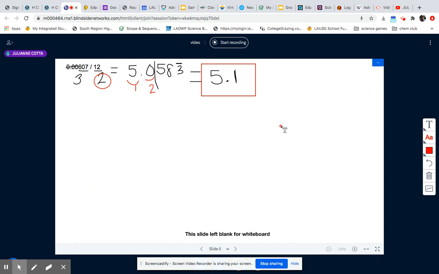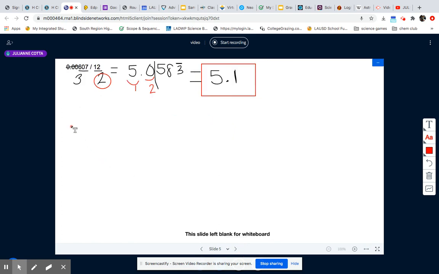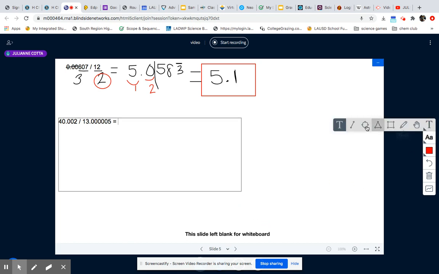Okay, let's do one more division. Oh, I did one of the multiplication in the wrong place. I did one multiplication that I was supposed to be doing division. Well, I can do it opposite. It's hard to read between the multiplication and division. So 40.002 divided by 13.00005. This is the one I did for multiplication. I was supposed to do it for division. It's okay. It still shows you what you need to do.